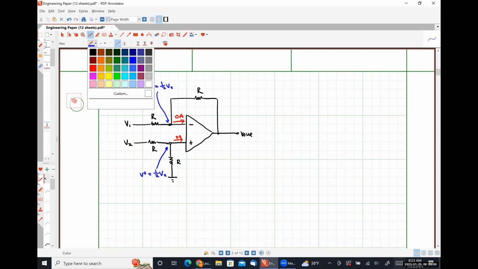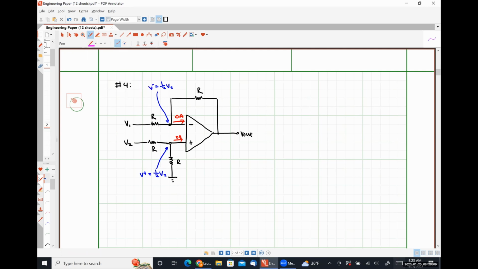And now we can write a Kirchhoff's current law equation like we have done so many times before. So we're going to have (1/2 V2 minus V1) over R plus (1/2 V2 minus V out) over R is equal to 0. So that's my KCL equation, right?